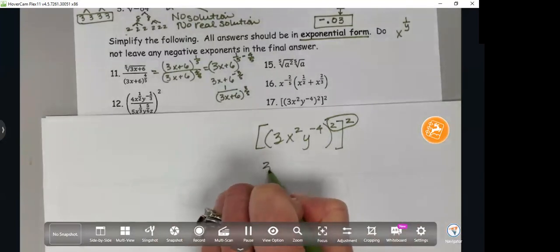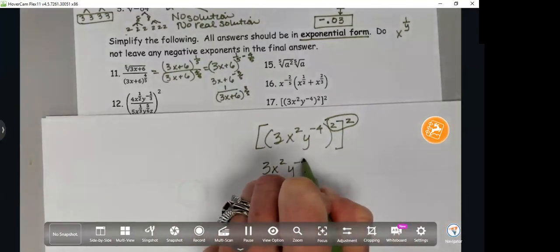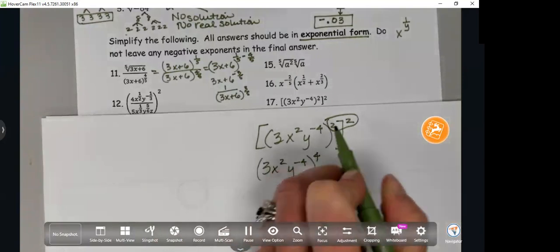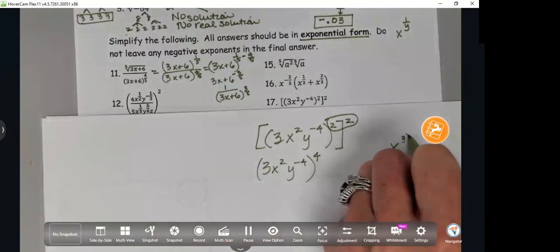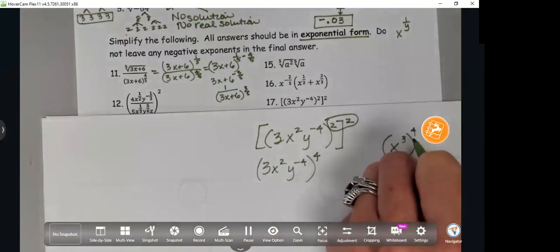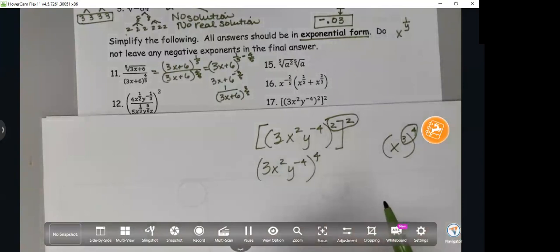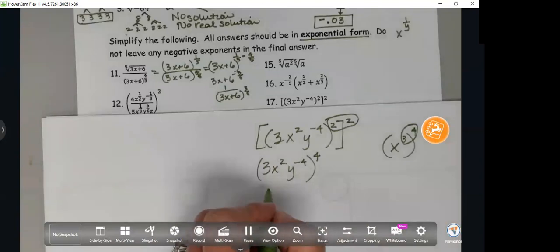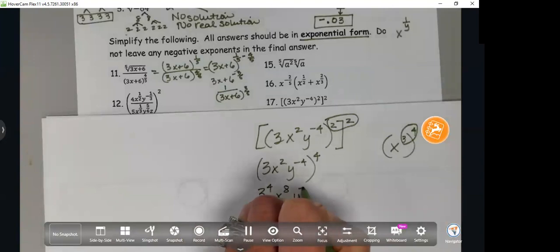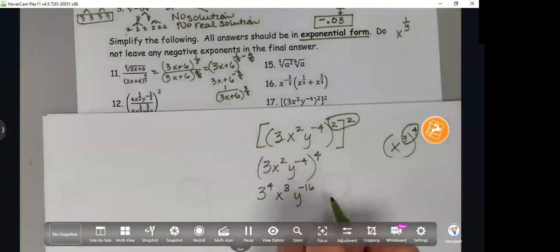So then this can become 3x squared y to the negative 4 to the 4th power, because 2 times 2 is 4. And I know that if I have x to the 3rd to the 4th, I multiply those. Well, that's no different there. So I'm going to multiply those. I'm going to get this, and then I'm going to multiply again. So I get 3 to the 4th, x to the 8th, y to the negative 16. And then that again, 3 to the 4th, we know is 81, x to the 8th, and then this negative exponent causes this to go into the denominator.